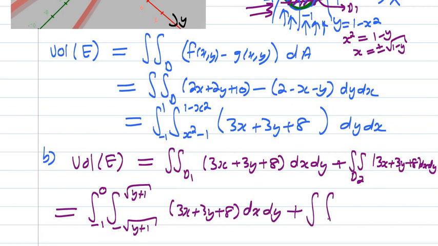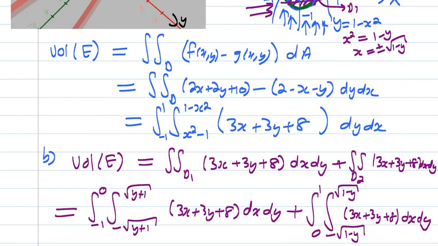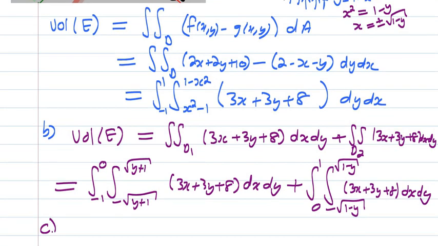And now let's do region D2 as an iterated integral. So the y values start at 0, end at 1. Alright? If you shoot a horizontal bullet, it starts on the blue curve and it ends on the blue curve. So it starts when x is minus root 1 minus y, and it ends when it's equal to root 1 minus y. The integrand is still 3x plus 3y plus 8 dx dy. And that is the answer to part B.